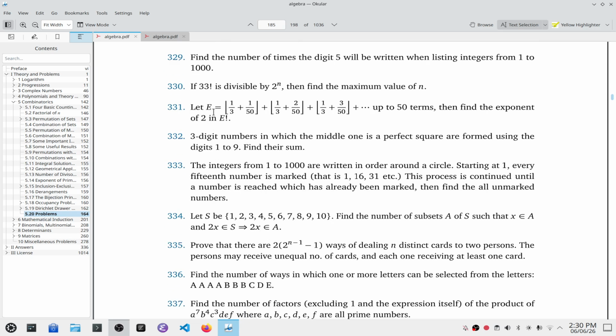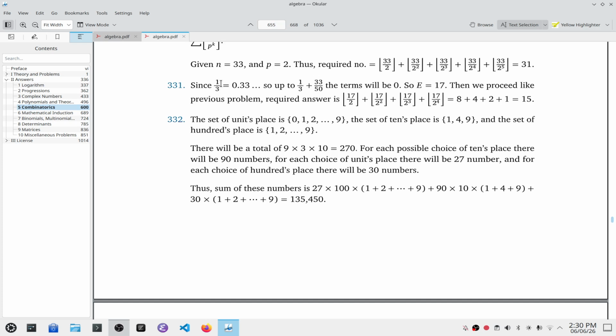331 says that let E be equal to floor of 1 by 3 plus 1 divided by 50, plus floor of 1 divided by 3 plus 2 divided by 50, and so on up to 50 terms. So the only changing thing is this 1, 2, 3 up to 50 terms. Then find the exponent of 2 in E factorial. So it is the same formula which we are using. 1 by 3 is 0.33. So up to 1 by 3 plus 33 by 50, the terms will be 0. So E is equal to 17.